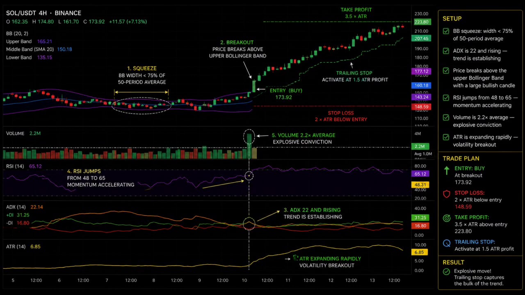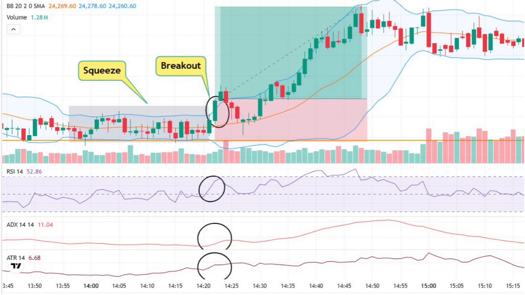RSI jumps from 48 to 65, momentum accelerating. Volume is 2.2 times average. Explosive conviction. ATR is expanding rapidly. Volatility breakout. Entry, buy at breakout.